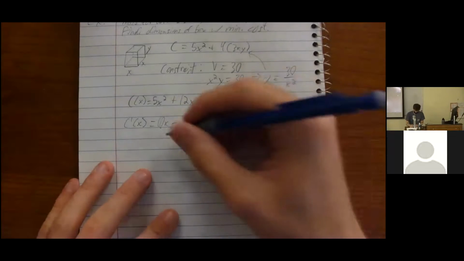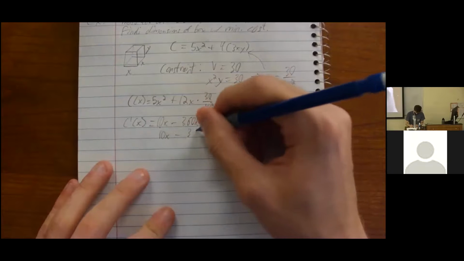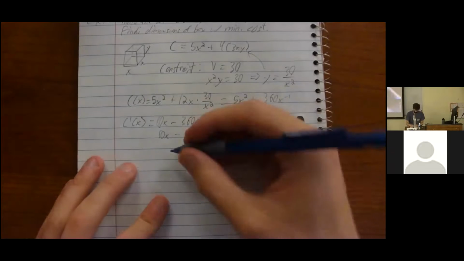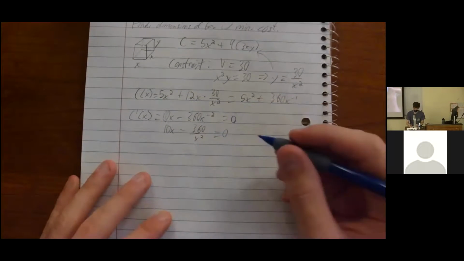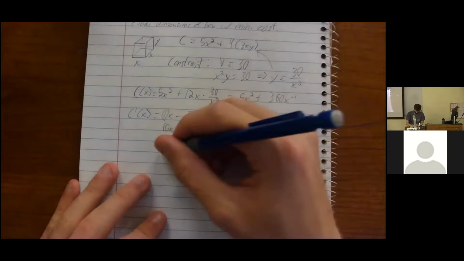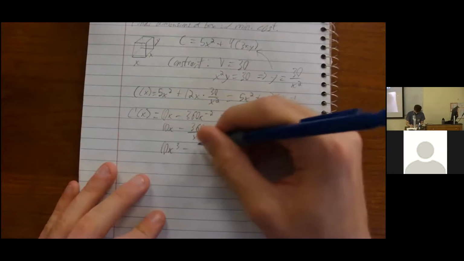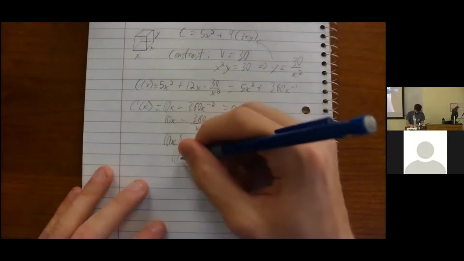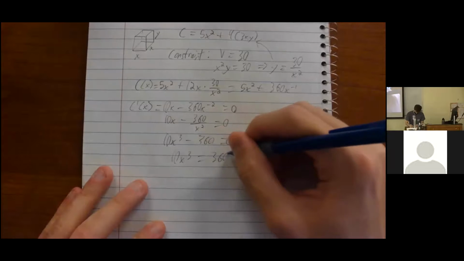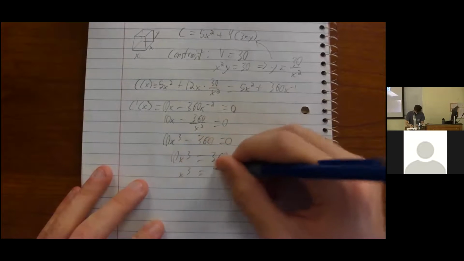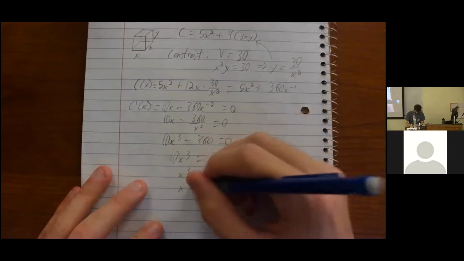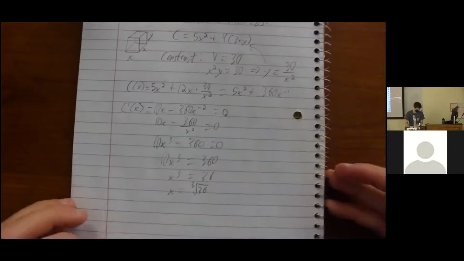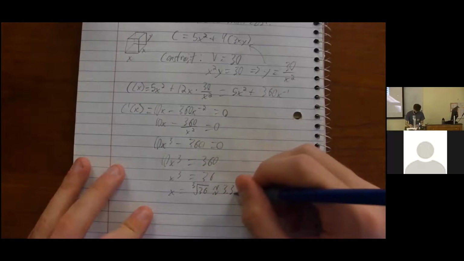So from here on out, you can write it out as 10x minus 360 x to the negative 2 equals 0, and multiply everything by x squared, because you're allowed to multiply everything by x squared. So 10x cubed minus 360 equals 0. I can just add it over: 360, I get x cubed equals 36. And then x equals the cube root of 36. Cool. Which is about 3.30.